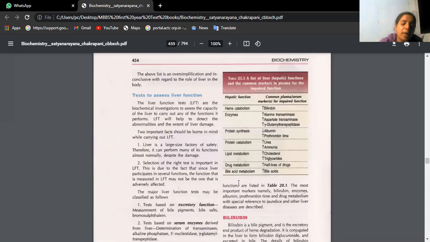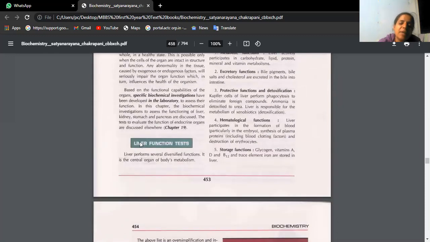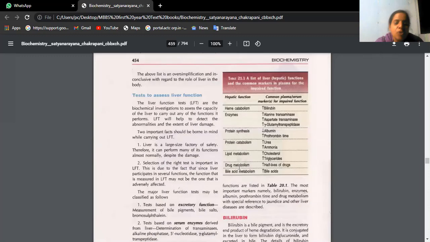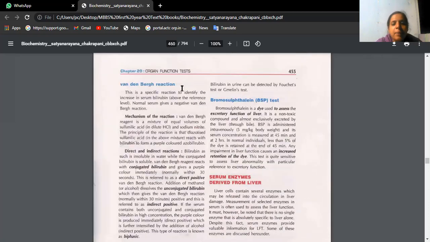In the organ function test chapter, generally we check the function of the liver. We assess the levels of, as we just saw, bilirubin and biliverdin, and SGOT, SGPT, alanine transaminase, aspartate transaminase, alkaline phosphatase. Such enzymes are increased, with the help of which we can assess whether the liver is functioning normally or not. You call it liver function test. So under liver function test, now I will explain Vandenberg's reaction.